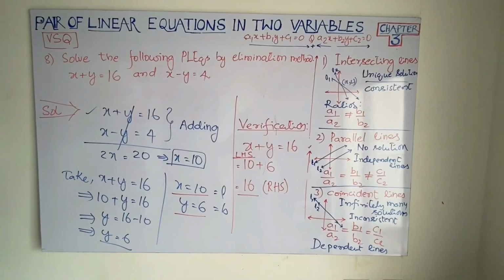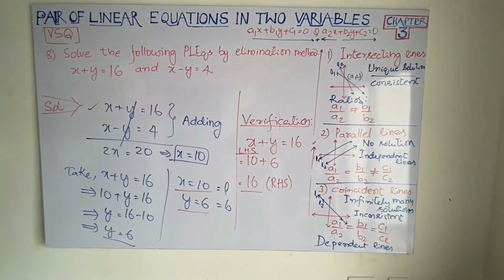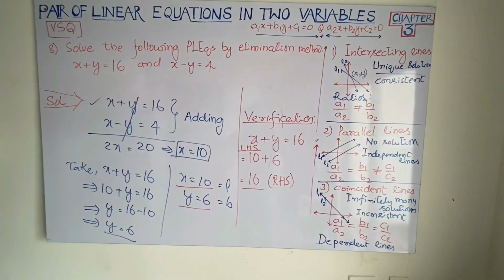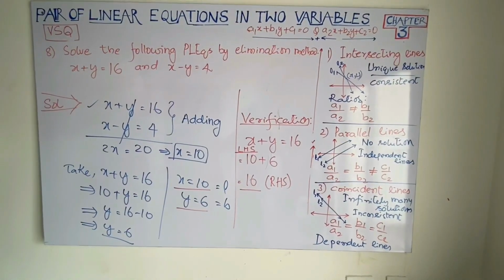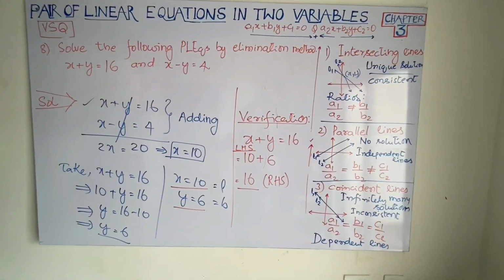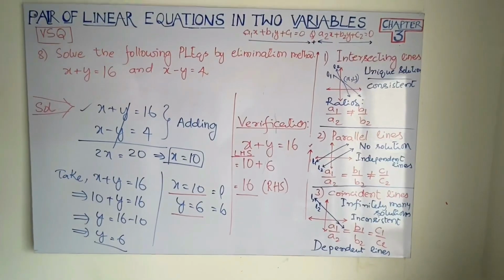You can do verification also. x plus y is equal to 16. In place of x substitute 10, y is equal to 6. 10 plus 6, 16. If you take LHS, you will get RHS.